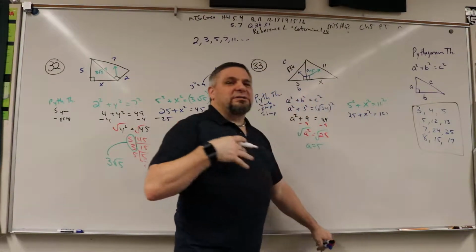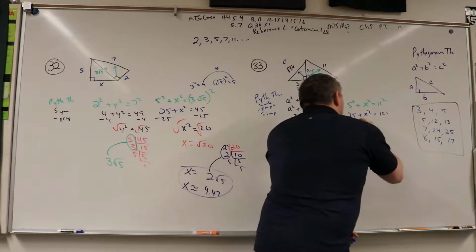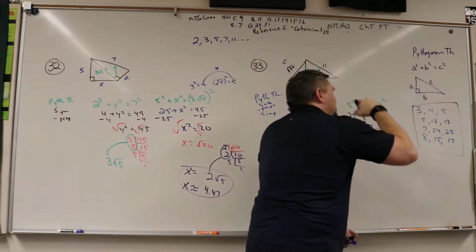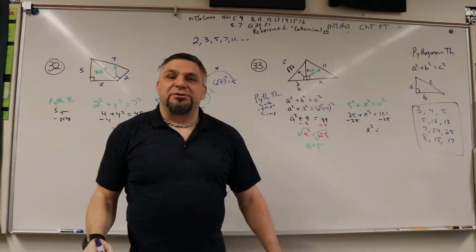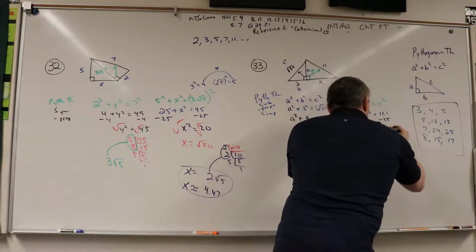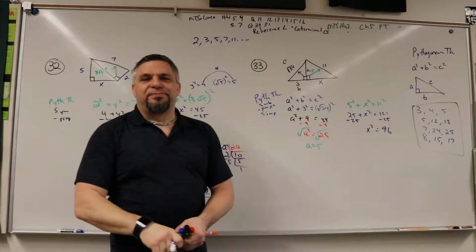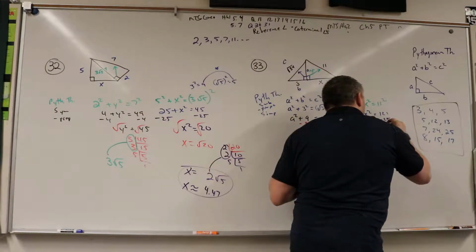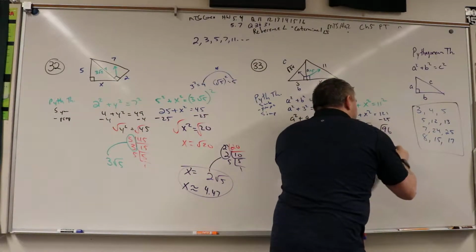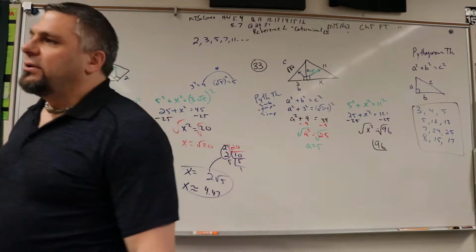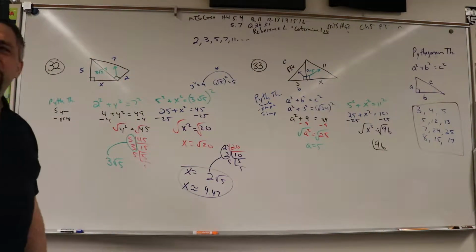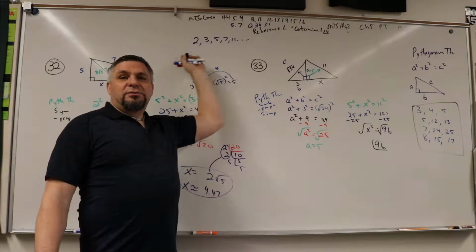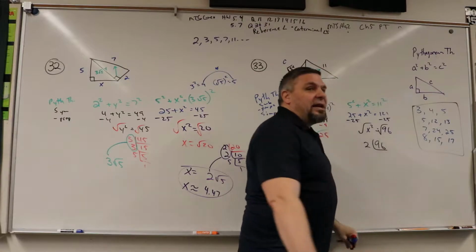All right, so then we subtract. So X squared is equal to 121 minus 25, which is 96. Yeah, this one's a fun one because we're going to do the square root, but we have to break down 96. I love this one. Break it down. What goes into it? What's the first one? 2, 3, 5, or 7? Which one? 2. How many times?